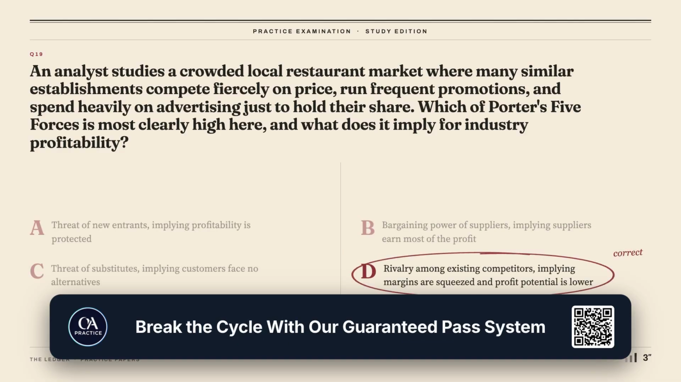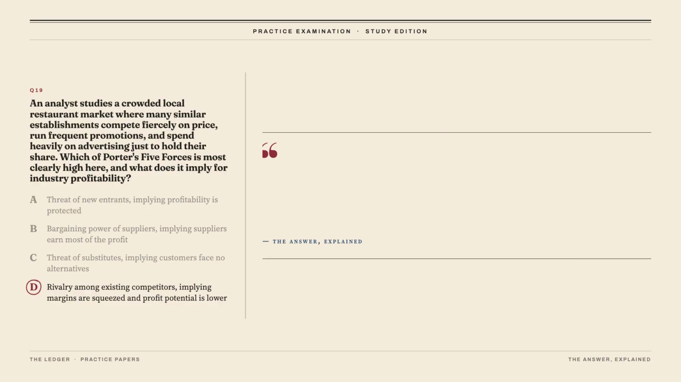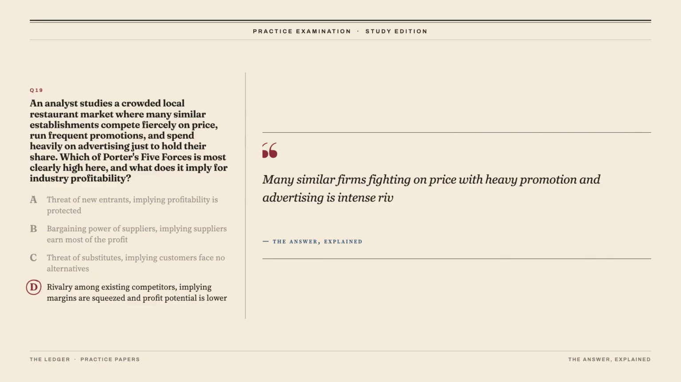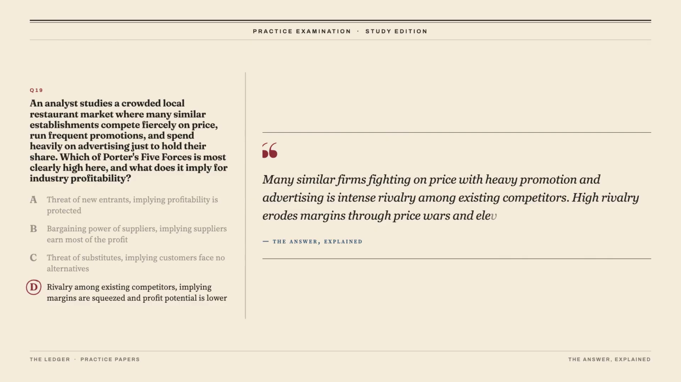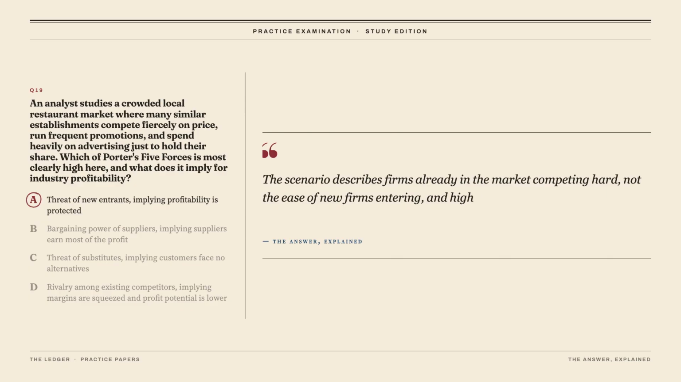The correct answer is D. Rivalry among existing competitors, implying margins are squeezed and profit potential is lower. D is correct because many similar firms fighting on price with heavy promotion and advertising is intense rivalry among existing competitors. High rivalry erodes margins through price wars and elevated marketing spend, which lowers the profit potential left in the industry. A is wrong because the scenario describes firms already in the market competing hard, not the ease of new firms entering, and high rivalry lowers rather than protects profitability.